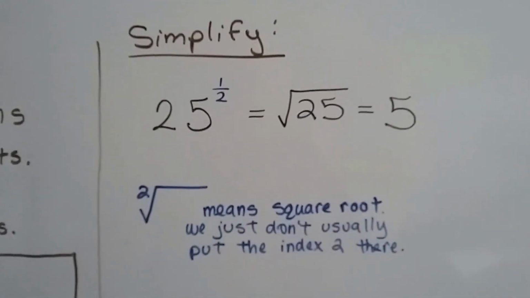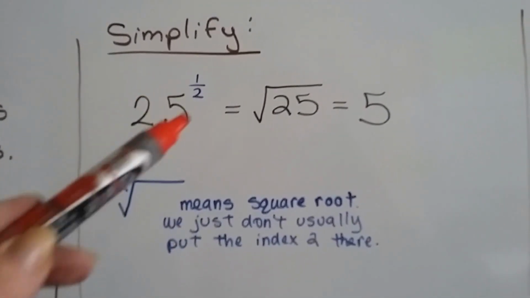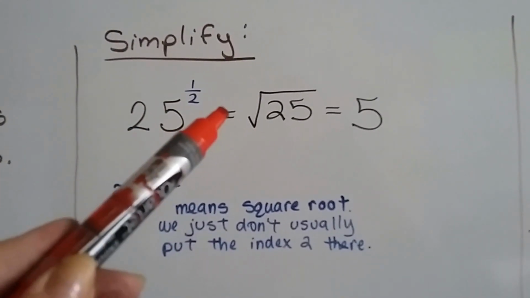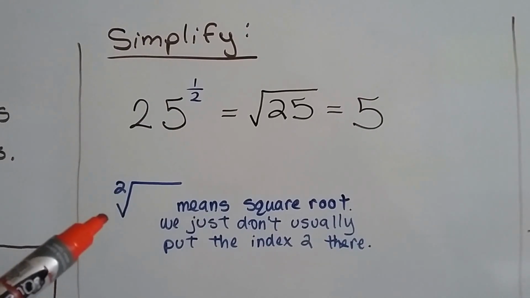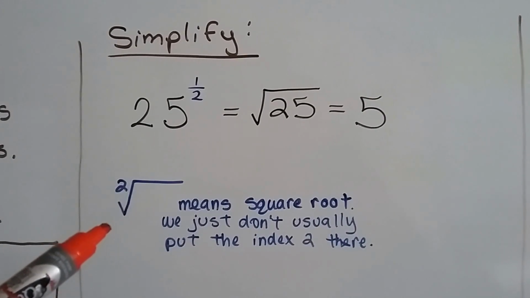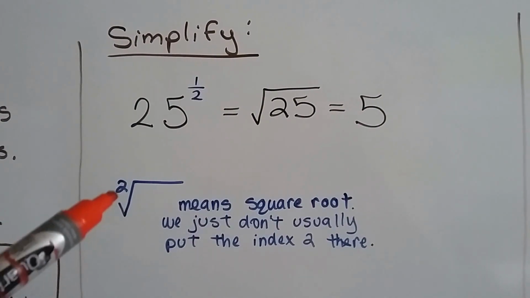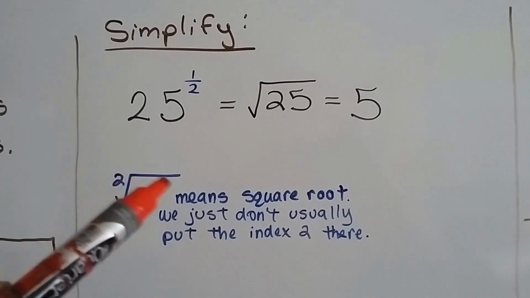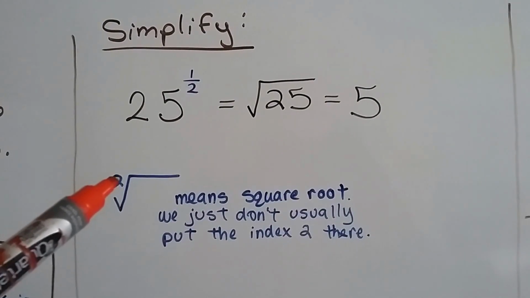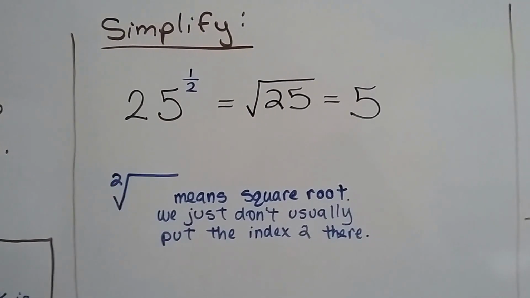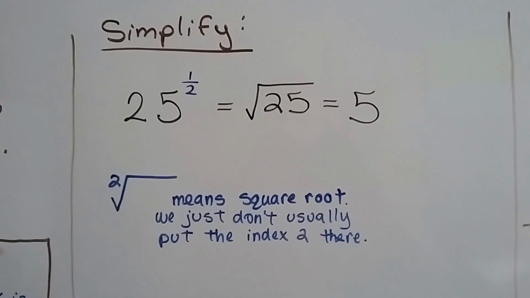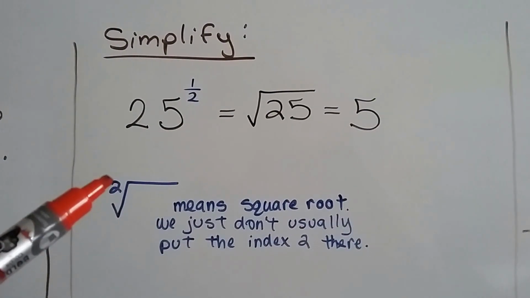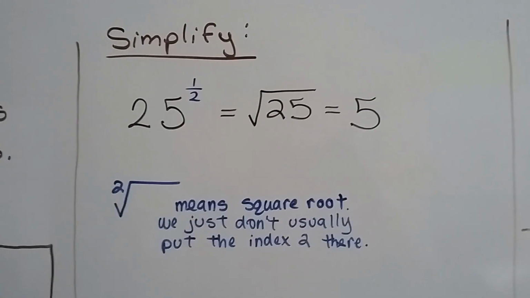So, if we need to simplify this 25 to the half power, remember from a couple videos ago, we talked about cube roots and we put a little 3 there. Well, actually, the square root is really the same thing as having a little 2 here as an index. We just don't usually put that little 2 there. We put it there when we have a cube root, don't we? But when we have a square root, there's actually a little 2 that we could put there. It's just nobody does it.